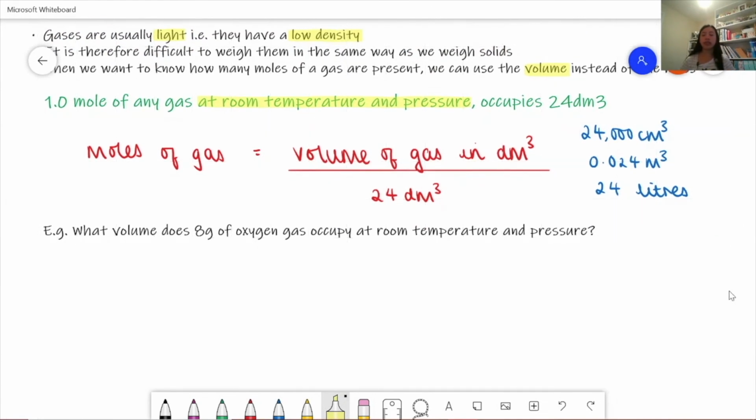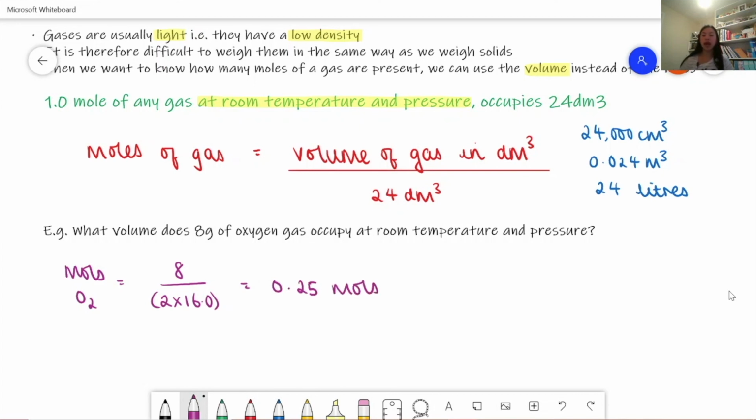So what we need to do here is to work out how many moles of this oxygen gas we have. And so then we can work out what the volume is. So we have that the moles of oxygen is equal to the mass over the molar mass. So we have 8 over the molar mass of oxygen, which is 2 times 16.0. And so this gives us 0.25 moles.